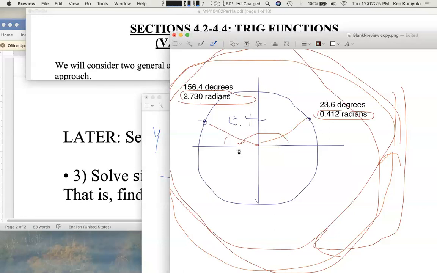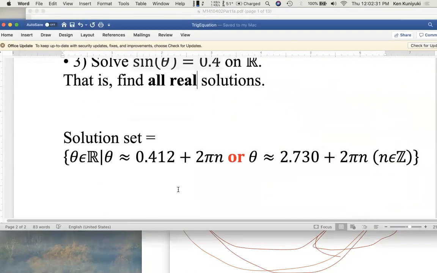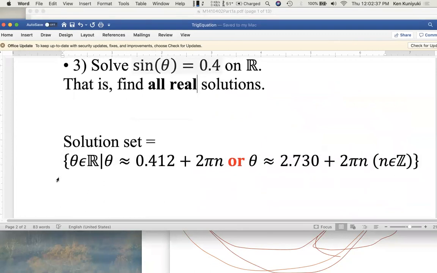So we can take these and add or subtract integer multiples of 2 pi. This is how we'll write our approximate solution set in chapter 5. The solution set is the set of all theta in the reals such that theta is about 0.412 plus 2 pi n, where n is an integer, or theta is about 2.730 plus 2 pi n, where n is an integer. Again, we want this acute solution and also all the coterminal twins. N can be negative as well, a negative integer. Also, we want 2.730, this obtuse solution, and also its coterminal twins, where n could be 0, a positive integer, or a negative integer.